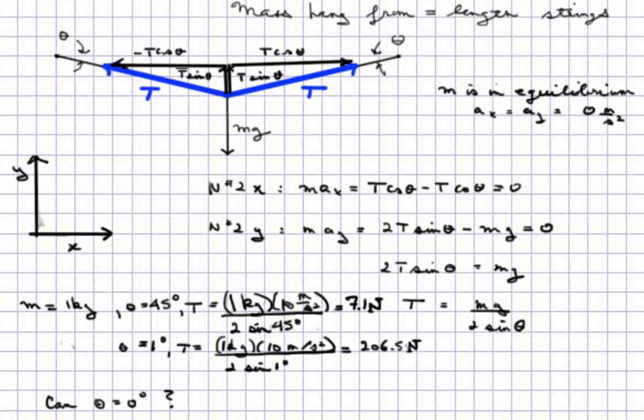And so let me pose a question. Can theta ever be equal to 0? In other words, can a person, Arnold Schwarzenegger, for example, hold each one of these in his hands and pull apart with a force necessary to make theta equal to 0? I'll let you think about that.